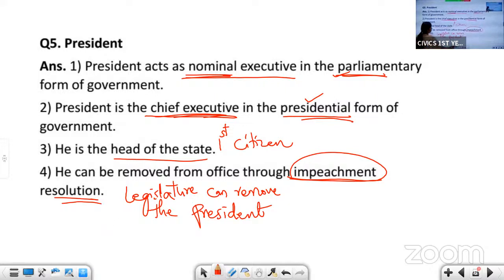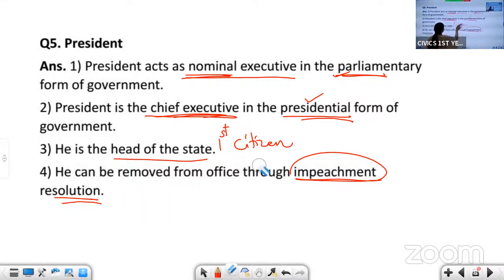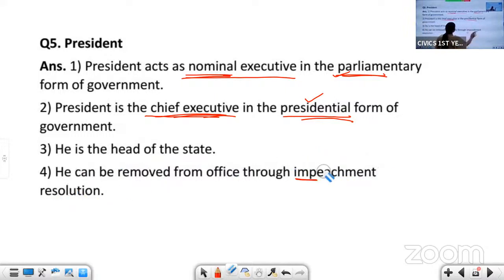Okay. I hope I'm clear with all the BSAQs till here. What is impeachment? It is the method of removing the president. It is a resolution passed by the legislature to remove the president. And in both parliamentary and presidential form of government, we have this impeachment procedure. Okay, this procedure has to be followed to remove the head of the state.